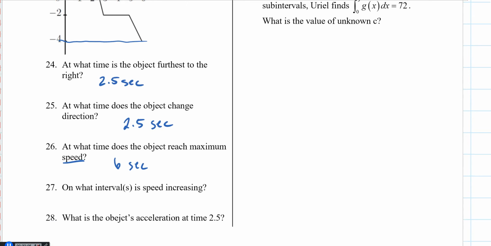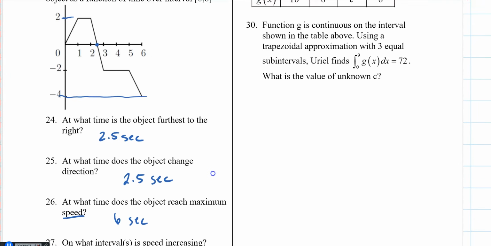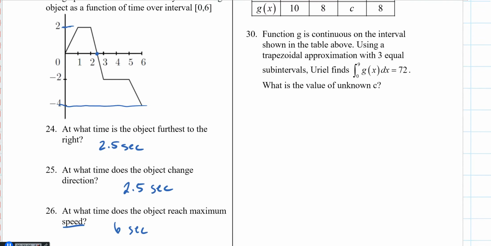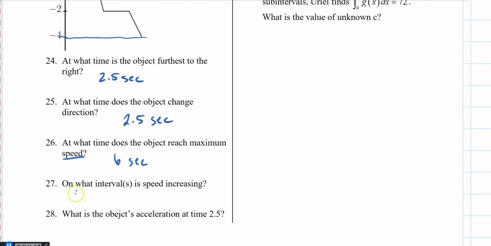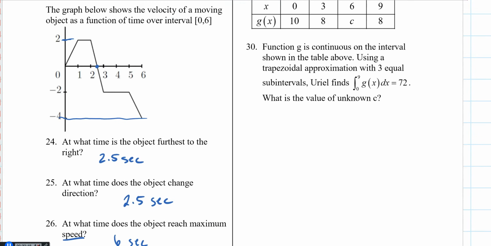27. On what interval is speed increasing? Well, speed is increasing between 0 and 1 second. Once again, this is speed, not velocity, so we're just looking for where the slope is getting bigger in the positive direction or more negative in the negative direction. So from 0 to 1, the slope is increasing. From 1 to 2, it's not doing anything.